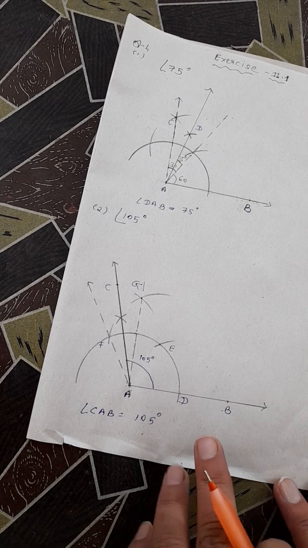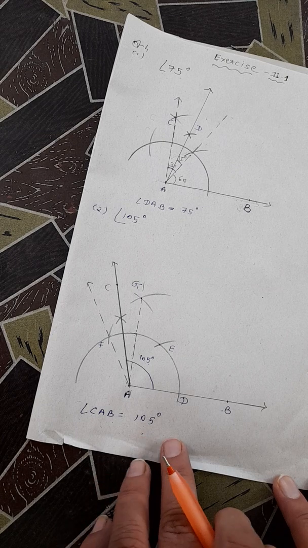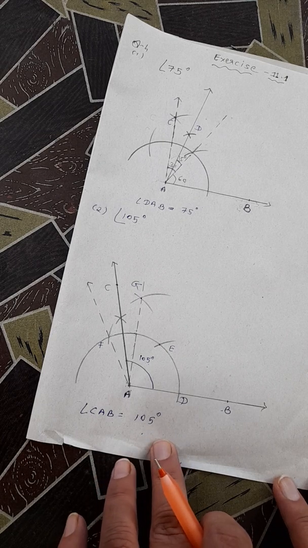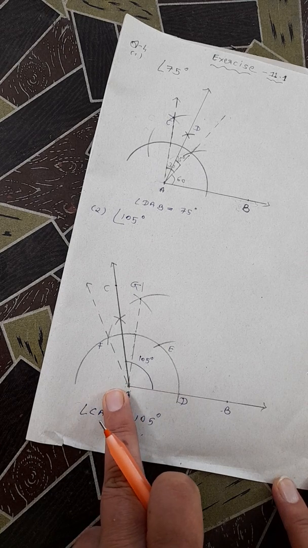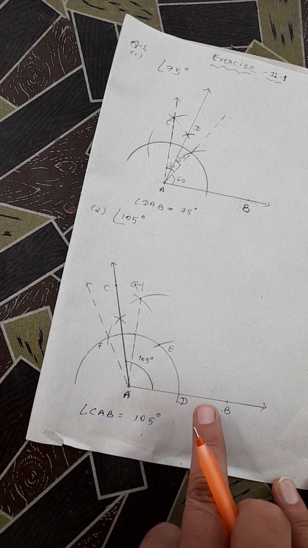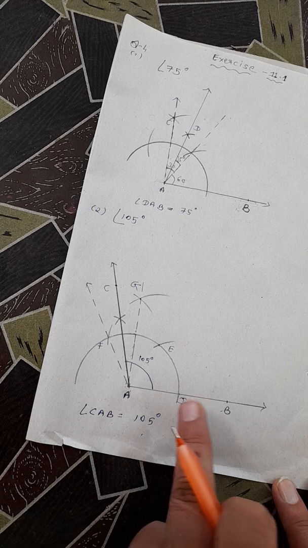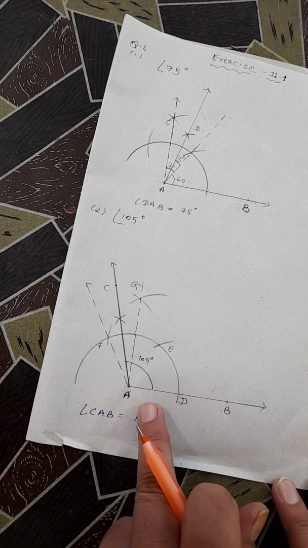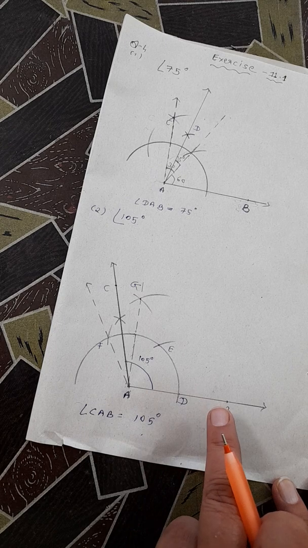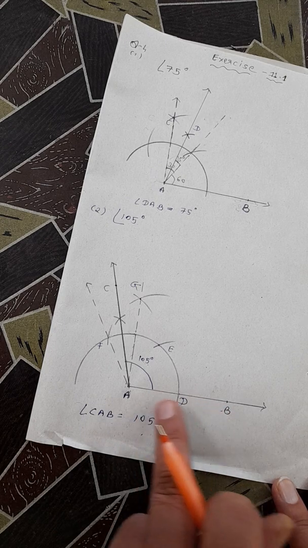So you can write the steps in your own language, right? If you construct the correct construction, and your construction is correct, and you write the steps in your own language, you also get the full marks for this construction.